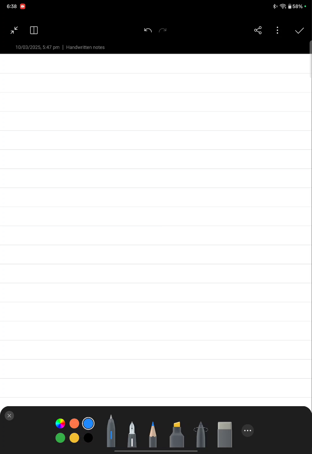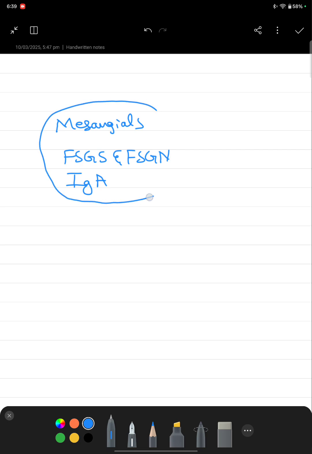Let us remember the deposition sites in primary glomerulonephritis types with the help of a very easy trick. First, remember the mesangial deposits. Mesangial deposits are present in FSGS and FSGN. Along with FSGS and FSGN, IgA also shows mesangial deposits. So now we understood that FSGS, FSGN and IgA will show mesangial deposits. Now let us easily learn about the remaining things.